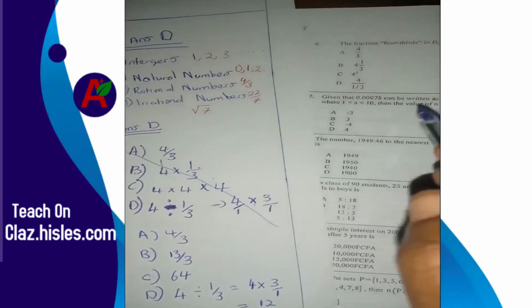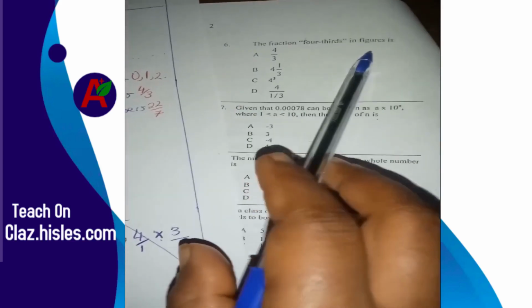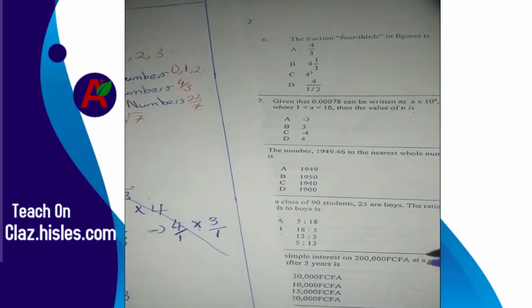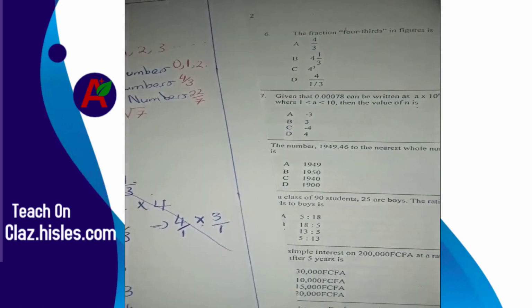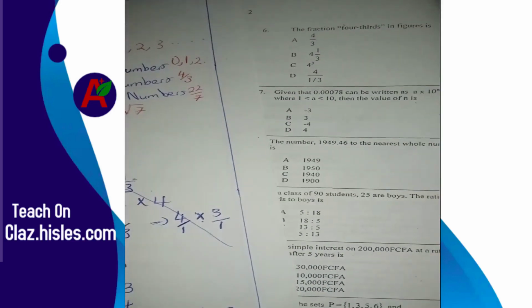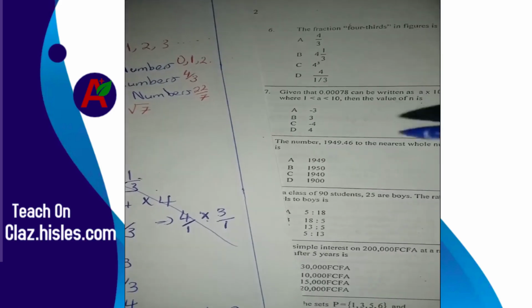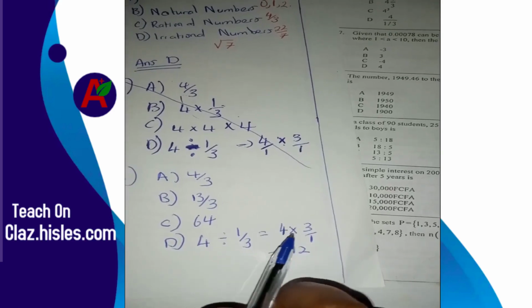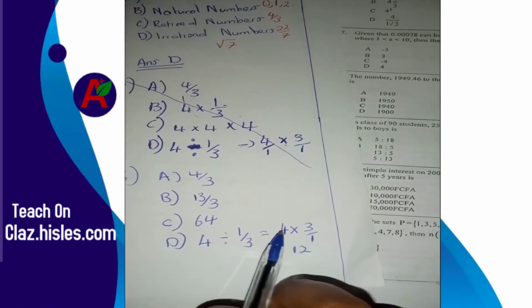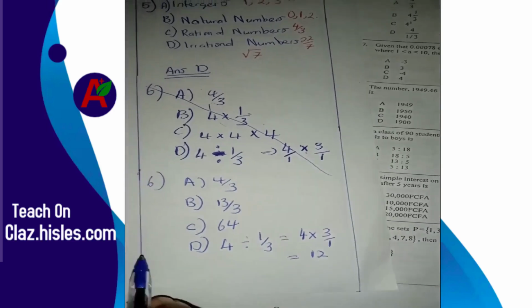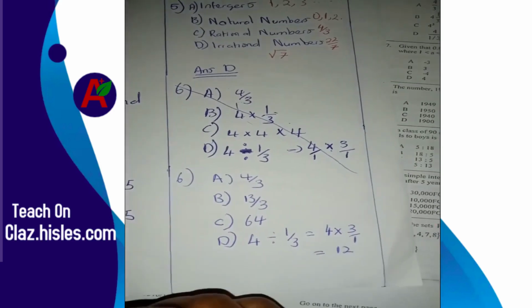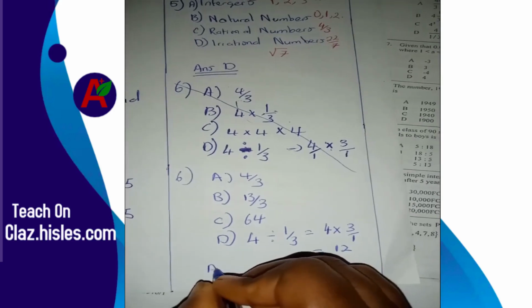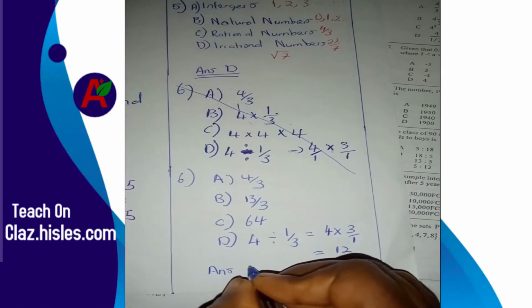So back to the question. The fraction for thirds in the figure is 4 threes, 4 thirds. It should be D, because we can always simplify this to 4 thirds. So this is 4 thirds. 4 of 3, 4 thirds. So for number 6, I'm going to go with D. So the answer of number 6 is D.